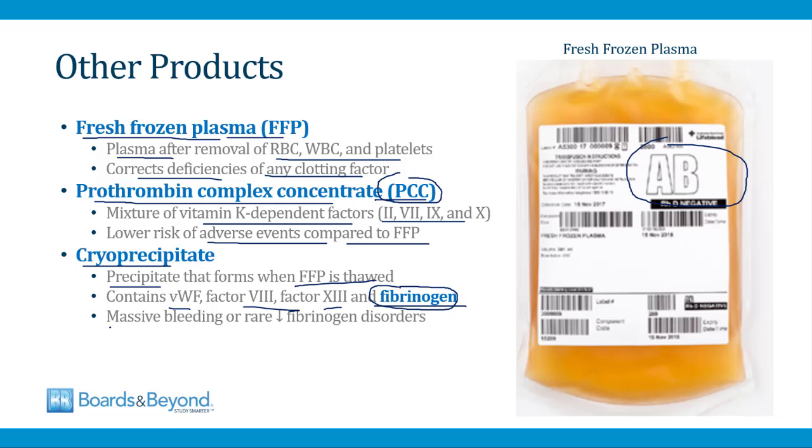And so in patients who have massive bleeding, they can become depleted in fibrinogen, and this makes them unable to form clots. So cryoprecipitate can be given to restore fibrinogen levels. It's also sometimes used in patients who have rare disorders where they underproduce fibrinogen.